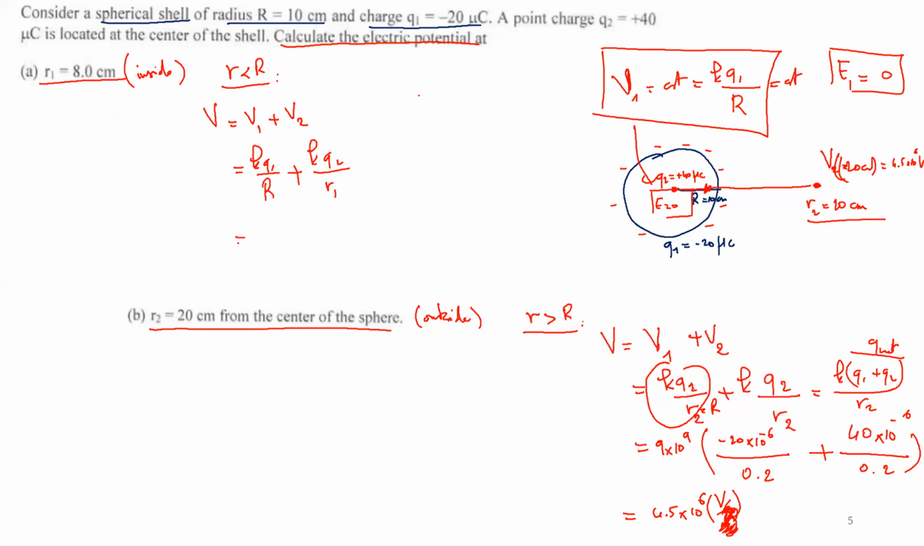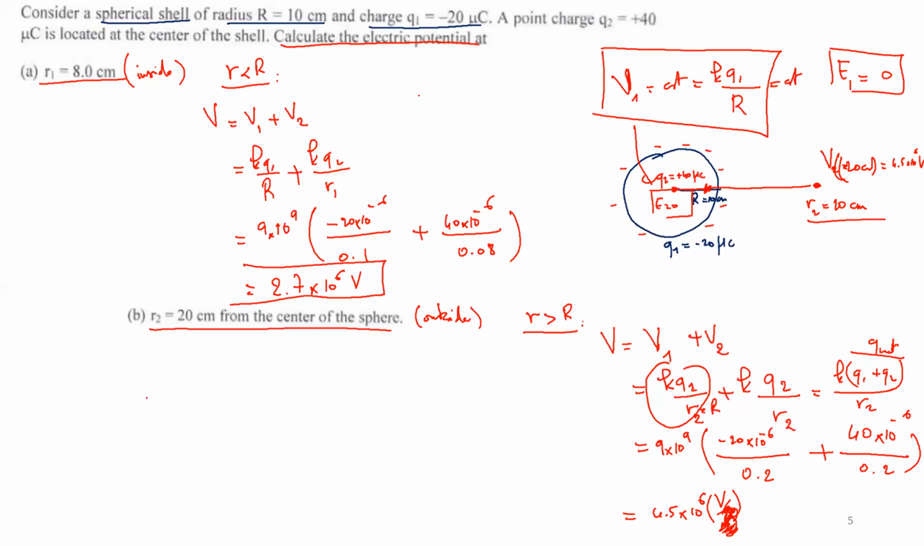So we can calculate this, we know everything here. We know K, 9 times 10 to the power 9. We know Q1. So what's Q1? Minus 20 times 10 to the power minus 6, divided by the radius, which is 0.1, plus Q2, what is Q2? 40, you put it in Coulomb, and you divide by the distance, which is 0.08. And you calculate this. If you calculate this, how much do you get? You get 2.7 million volt.